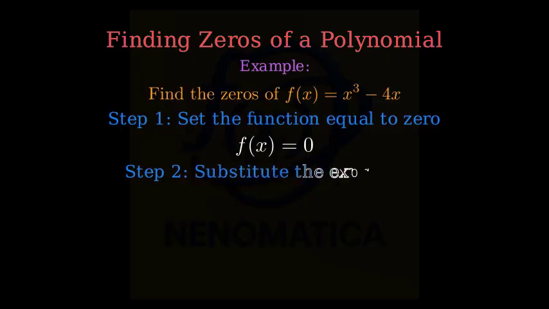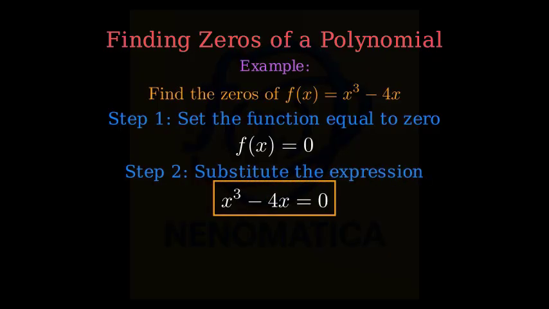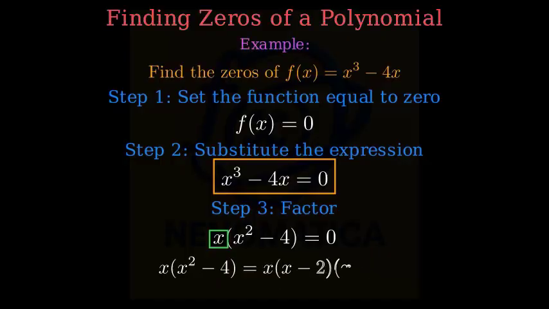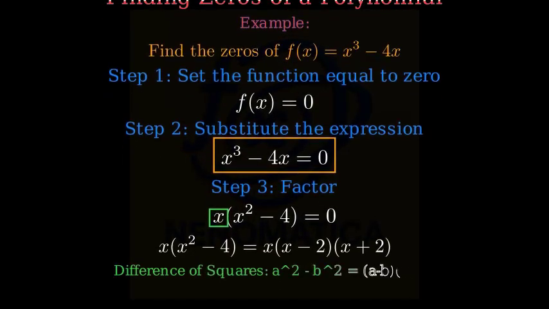Step 2. Substitute the expression for f of x. We replace f of x with x cubed minus 4x. Step 3. Factor out the greatest common factor. Both terms have x, so we pull out 1x. Then recognize a difference of squares: x squared minus 4 equals x minus 2 times x plus 2.